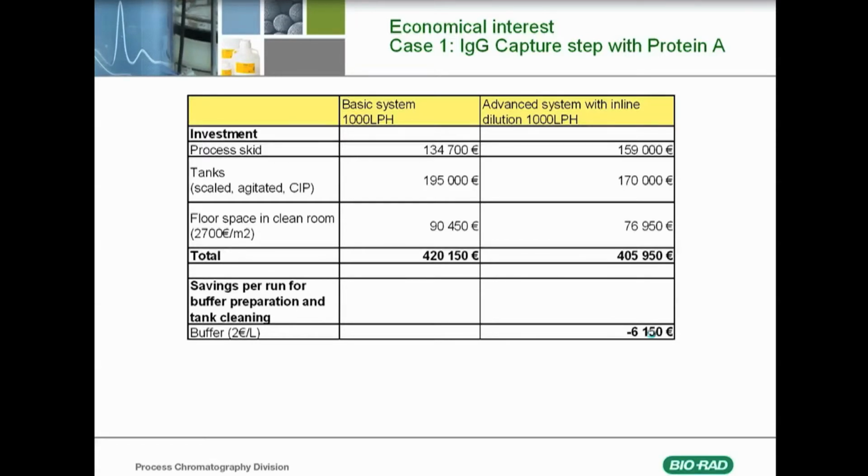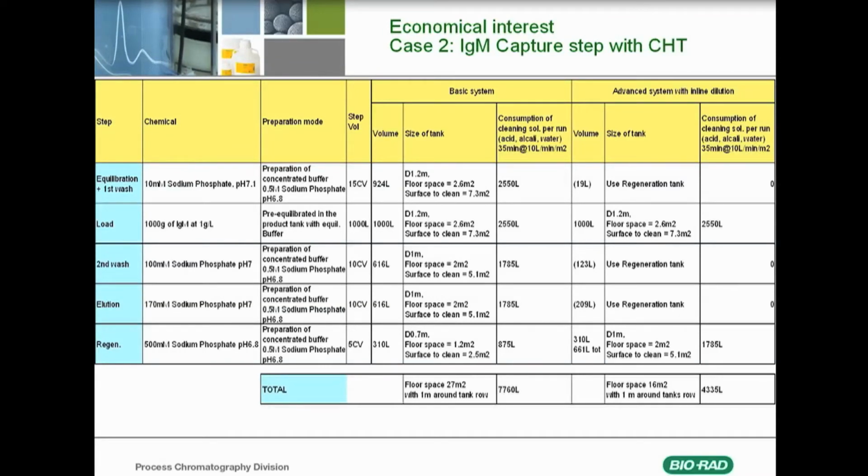So it's very restrictive. If we take the second example, which is IgM capture with the CHT, you see here that between equilibration, second wash, elution, and regeneration, we are using the same buffer. So it's only a matter of inline dilution of the same buffer during these different steps. So not only do we save tank volumes because we work with a concentrated buffer, but we can also reduce the number of tanks, because here with the advanced system with inline dilution, we just need 2 tanks, one for the load and one for the concentrated buffer, assuming that the water used as diluent is coming from a water loop. So here you can see that the floor space saving is much more important because we have fewer tanks, and the same for the saving on the solvents or chemicals used for the cleaning.